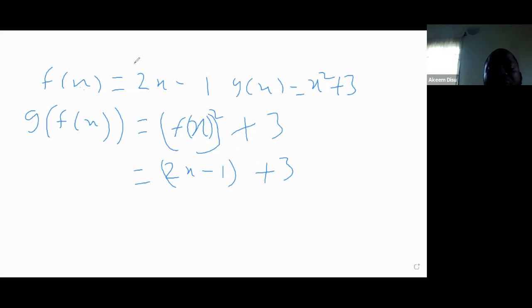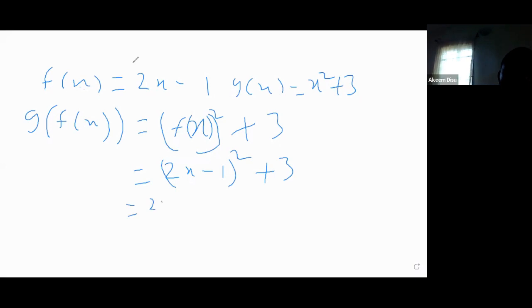Plus 3. Is that okay? Then you expand this. Some of you don't know how to expand, so let's try to expand together. We now have the bracket 2x minus 1 squared plus 3. We expand it, then we multiply out. This will now give you what?